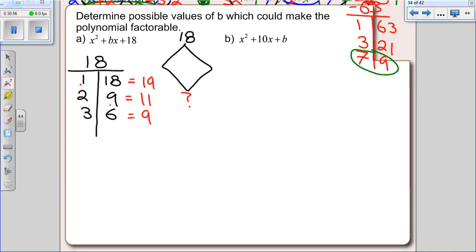-1 and -18 would multiply to be positive 18. -2 and -9 would multiply to be 18. -3 and -6 would multiply to be positive 18. So that means you could also have negative versions of these b values. So there's 6 possible answers in this question.